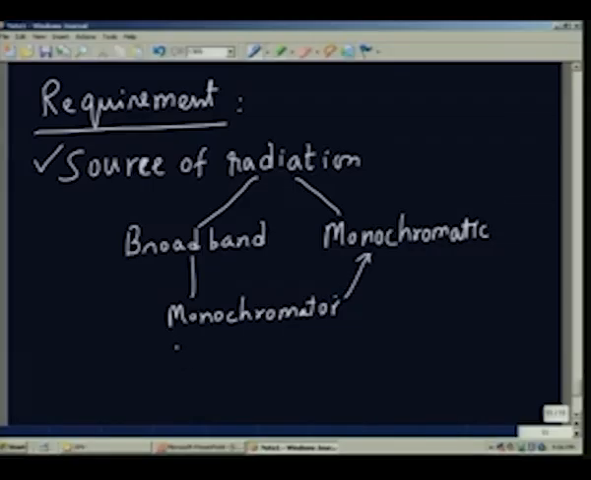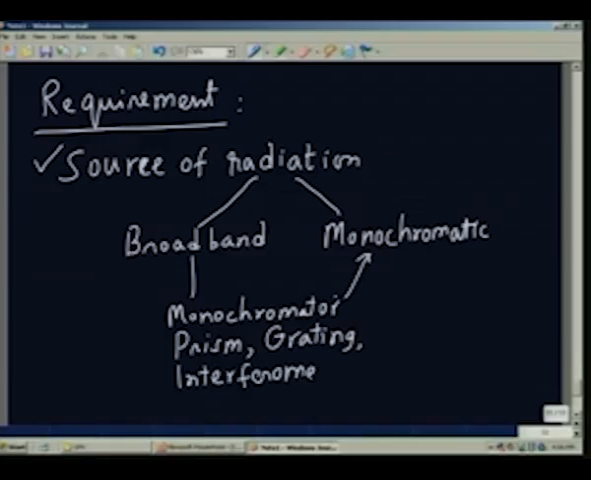For example, a spectrometer which uses a prism, which is very familiar to all of us. It can be a grating, or in modern times we also use interferometers. These are used as monochromators, or you can have a monochromatic source itself.